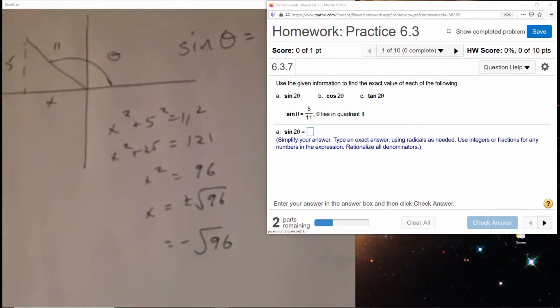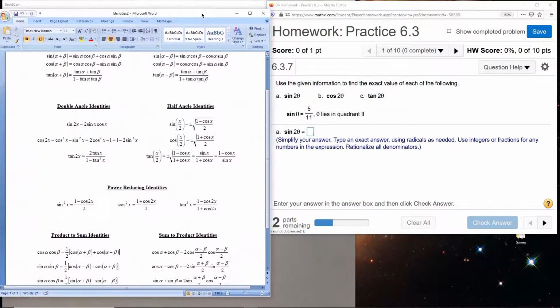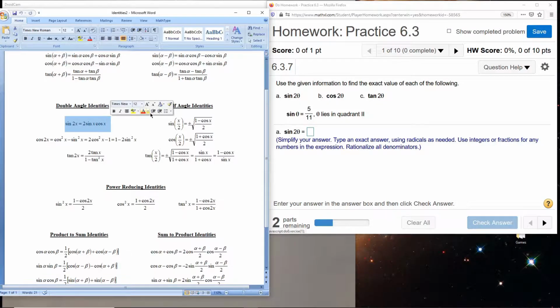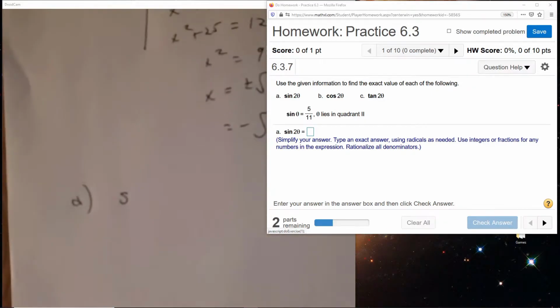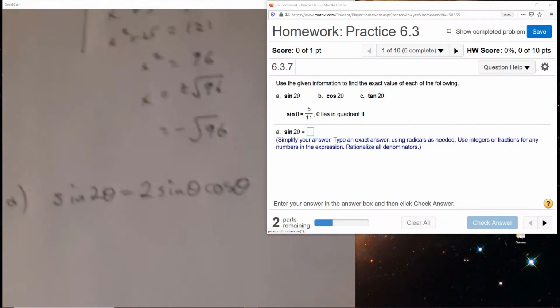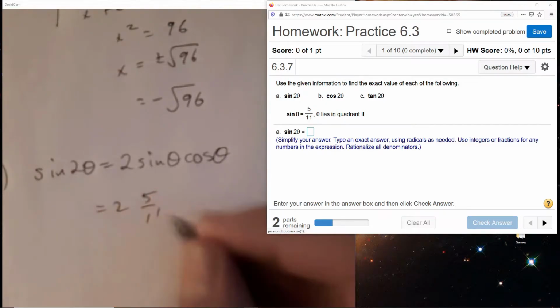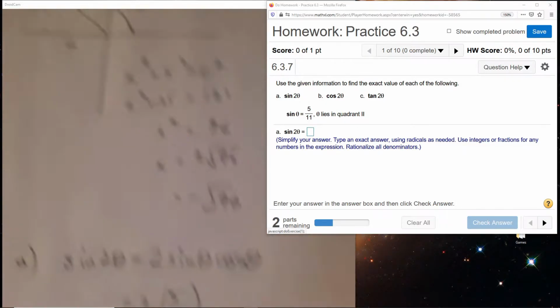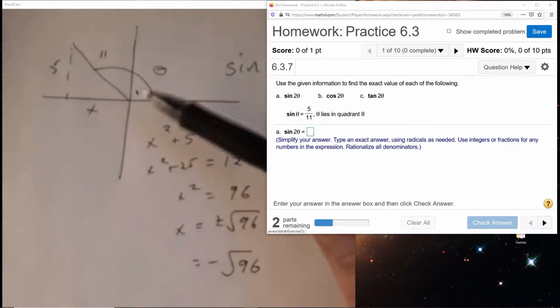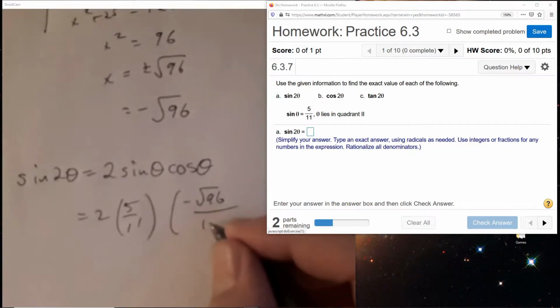So for sine 2 theta, we'll take a look at our identity sheet for double angle identities, since that's what we have here. So sine 2x. So we know that for A, sine 2 theta is 2 sine theta cosine theta. And we're given sine theta. That's 5 over 11. And cosine theta we can now get from our right triangle, since cosine theta is x over r, and x is what we just found, and r is the hypotenuse.